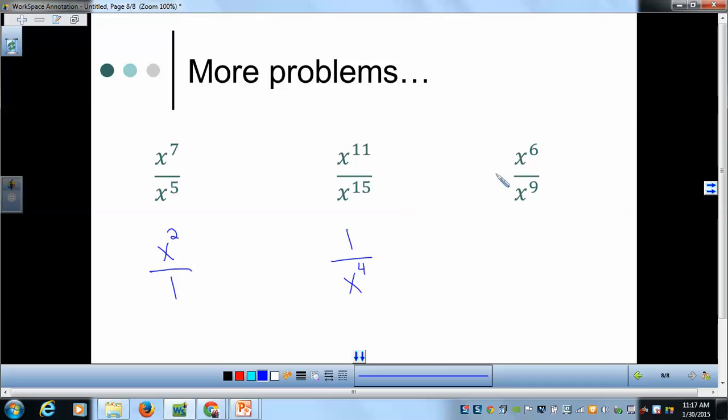Now, going to the last one here. Once again, I have base x over base x. Where do I have more? In the denominator. How many more do I have? Well, 9 minus 6 is 3. And then once again, that would be 1 in the numerator. Now, if you get confused, you can write them out: 6 x's in the numerator, 9 x's in the denominator, and then start doing division and find out how many you have left and where. And that will work out every time.